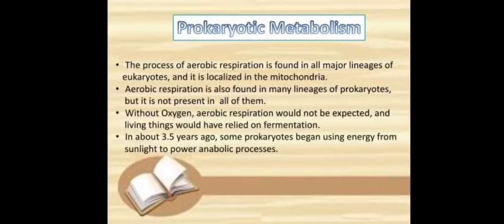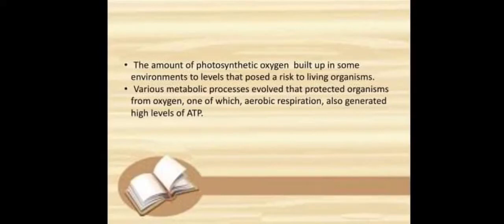Hydrogen, derived from various sources, was captured using light-powered reactions to reduce fixed carbon dioxide in the Calvin cycle. The group of gram-negative bacteria that gave rise to cyanobacteria used water as the hydrogen source and released oxygen as a waste product. Eventually, the amount of photosynthetic oxygen built up in some environments to levels that posed a risk to living organisms since it can damage many organic compounds.